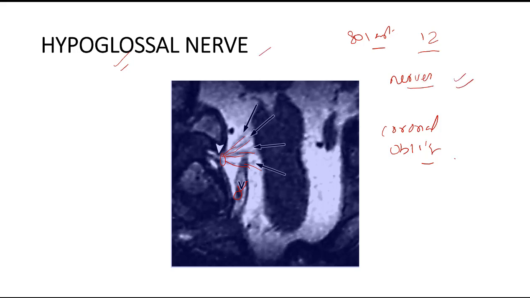The hypoglossal nerve is not only related to the vertebral artery but also related to PICA, which we will see in the next slide. So till now we should know that the hypoglossal nerve has various nerve rootlets, and they finally converge onto the hypoglossal canal.